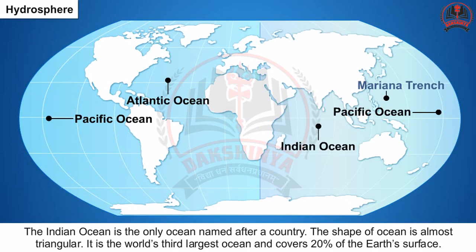3. The Indian Ocean is the only ocean named after a country. The shape of the ocean is almost triangular. It is the world's third largest ocean and covers 20% of the Earth's surface.